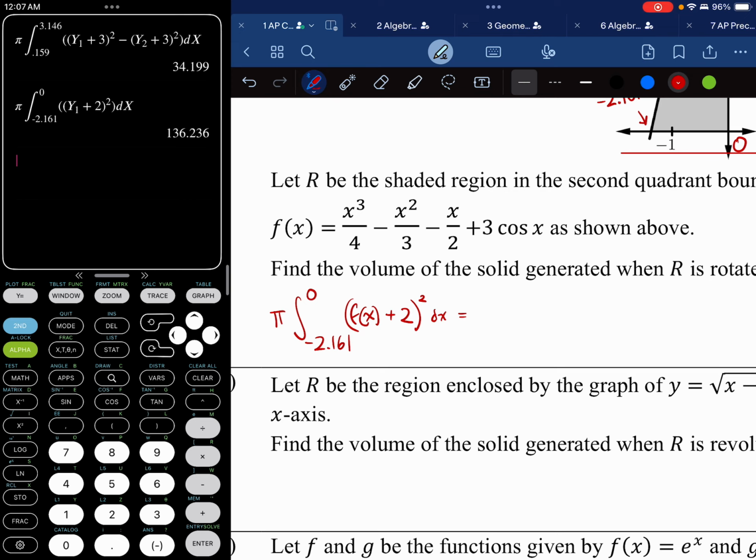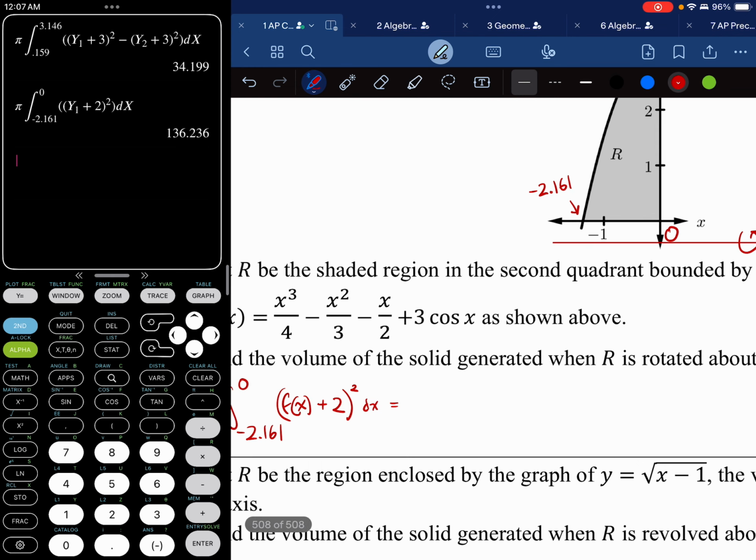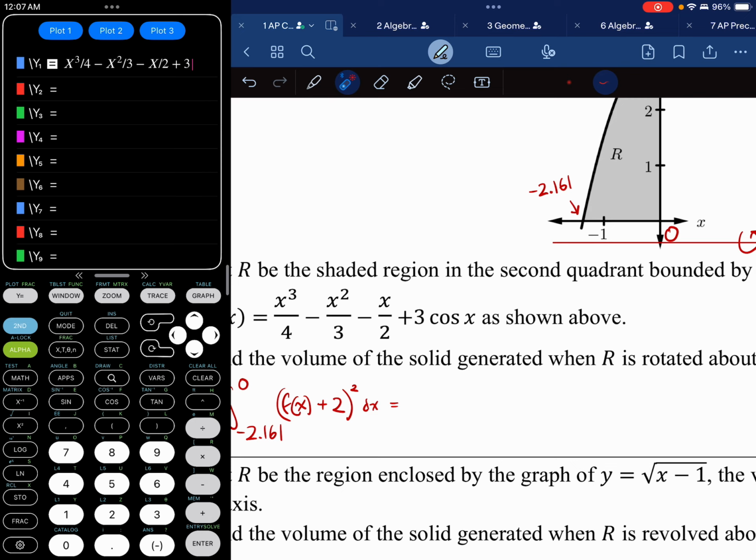I think I've done something wrong. I'm looking. Oh, that is strange. I'm looking at the old answer key, and I'm getting a different answer. I'm getting 58, but I'm also finding that the intersection right here is not 2.161. Let me go back to my y equal. Did I enter something wrong?